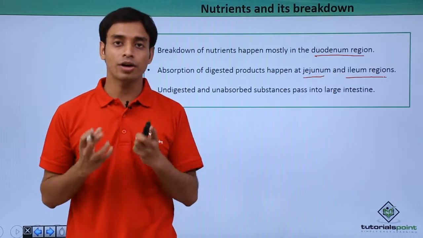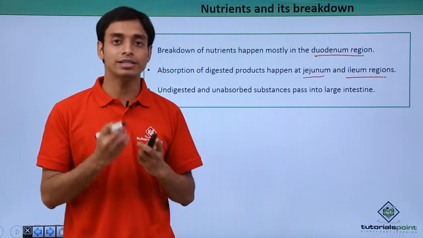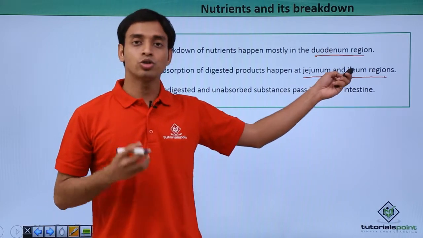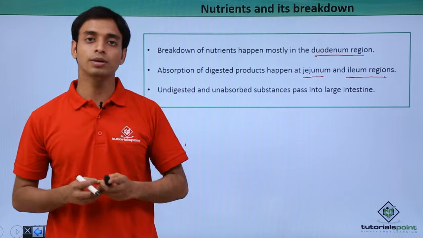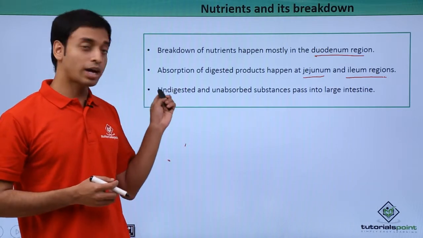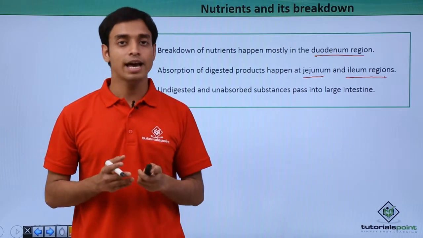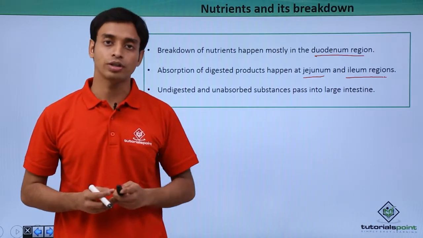So because of this coiling, the enzymes and the digested food products are present for a longer period of time in this region. So the food gets much more time to get absorbed into the bloodstream. Now the undigested and unabsorbed substances are passed into the large intestine, and from the large intestine through the rectum and the anus, they are thrown out of the body.